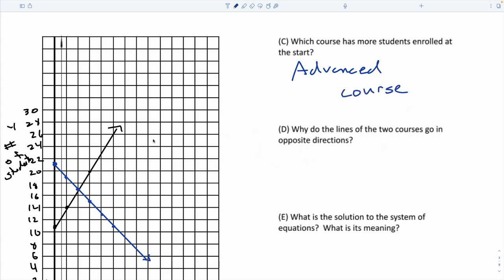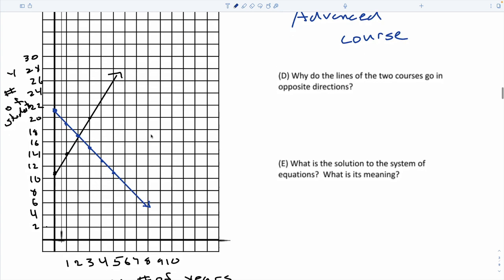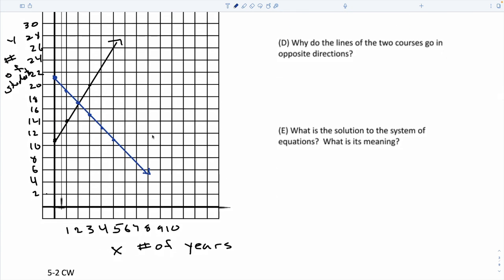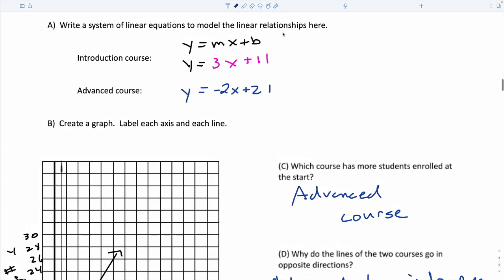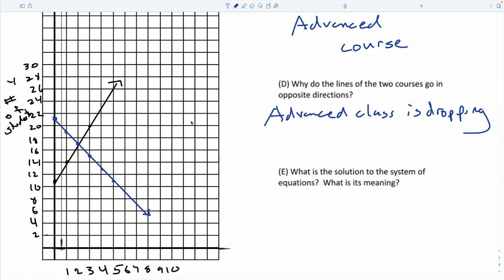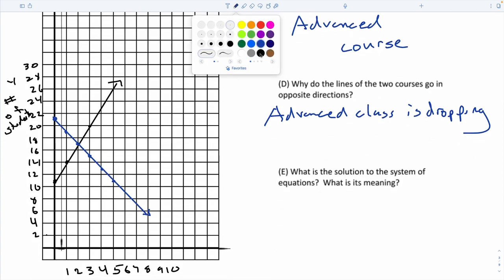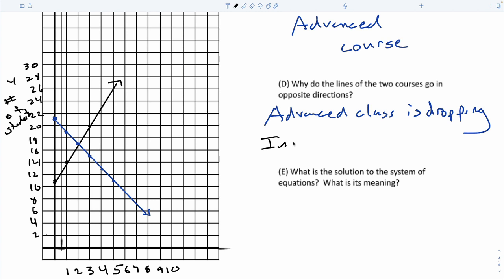Why did the two lines go in opposite directions? Jersey? Advanced class is dropping, so it's going a negative slope. What was the other one called? Regular? Intro course? The intro course is gaining students, which is kind of real life.